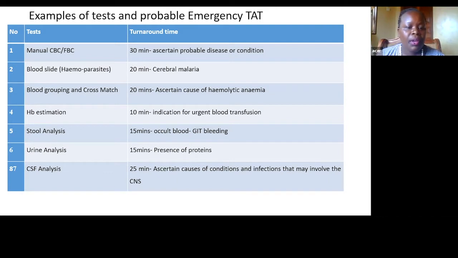Blood group, HB, stool analysis. All these tests are considered urgent and should be analyzed on time, and the times have to be agreed upon. For instance, if a routine test takes around an hour, and the intensivist has defined that for our urgent requests we want this to be less than an hour. So we have the routine turnaround time, and then the urgent or emergency turnaround times. These have to be clearly defined between the lab users and the lab team.